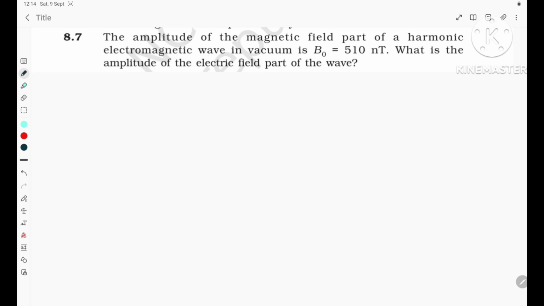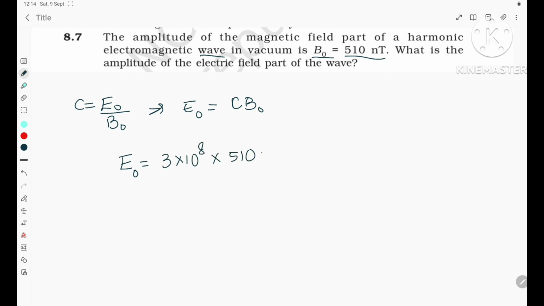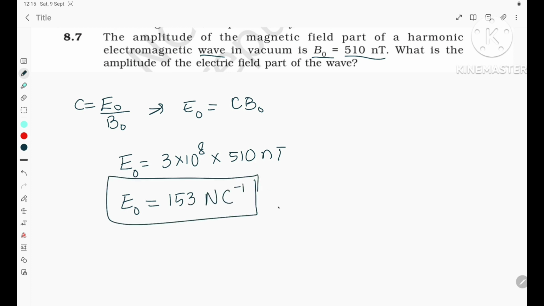So the next question: the amplitude of the magnetic field part of a harmonic electromagnetic wave in vacuum is given as 510 nanotesla. What is the amplitude of the electric field part of the wave? We know very well that the speed of light is equal to E naught by B naught. So E naught is equal to C into B naught, which is 3 into 10 to the power 8 multiplied by 510 nanotesla. Once you calculate this, you will get E naught equal to 153 Newton per Coulomb, which is the unit of the electric field.